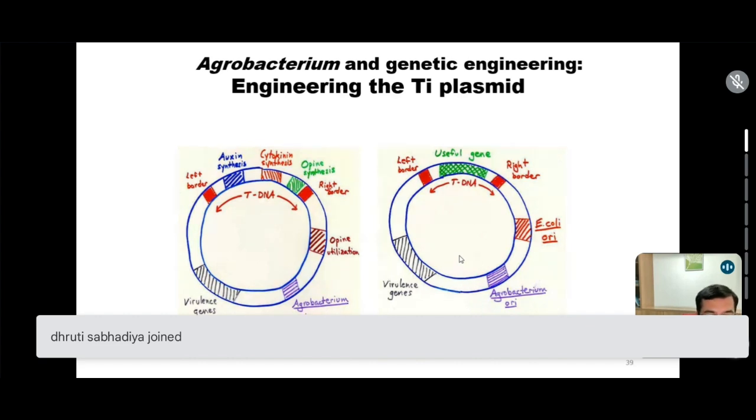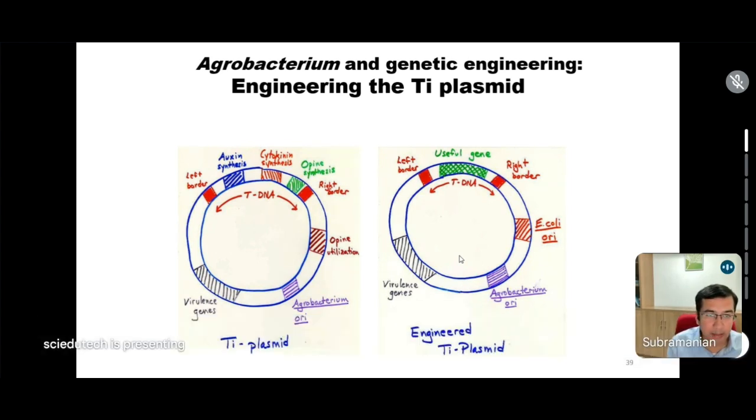So here on your left is the TI plasmid, and on your right is the engineered TI plasmid. Now you can see in the engineered TI plasmid, you have useful genes between the left and right border. The genes for auxin and cytokinin synthesis or opine synthesis have been removed, and instead of opine utilization, you have the E. coli origin of replication, which enables this plasmid to be propagated in E. coli as well. The virulence genes are not removed, and the agrobacterium origin of replication is still intact. Next slide, please.